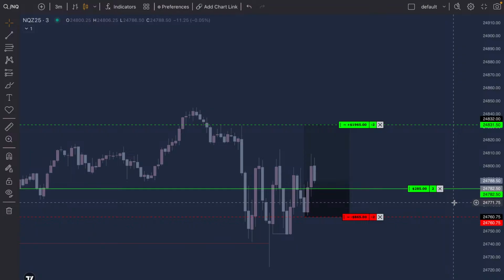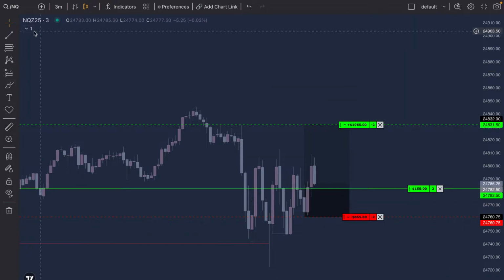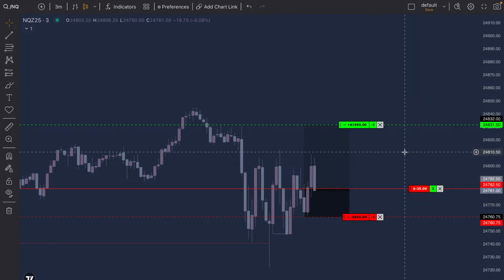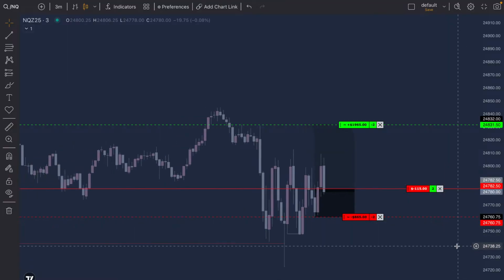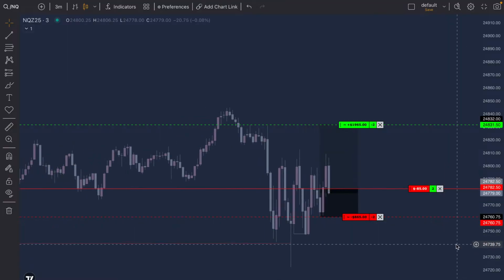Matter of fact, because I really believe in the play, I might just max TP this. I don't know. I'm not even trolling though, y'all.